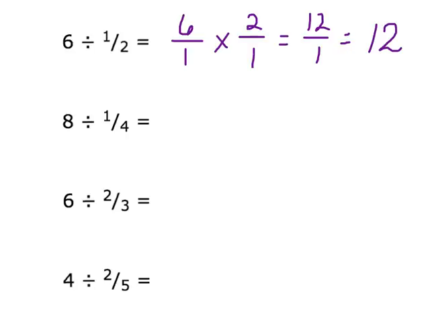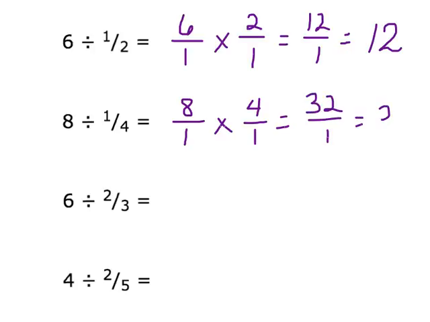I have 8 divided by 1/4, or I have 8/1 times, because I'm dividing, I'm finding the reciprocal, 4/1. Then I multiply. 8 times 4 is 32/1, or simply 32.